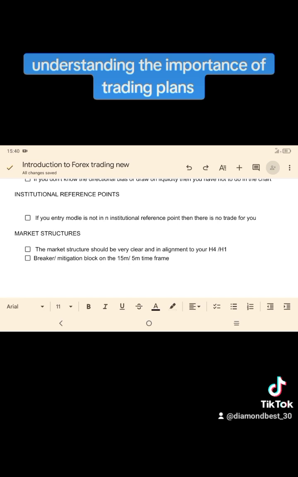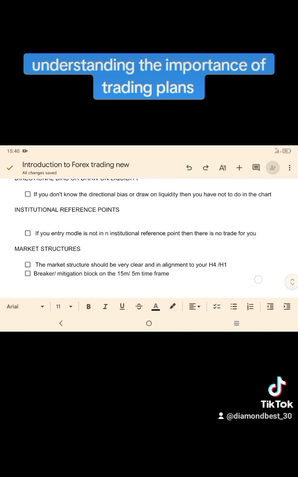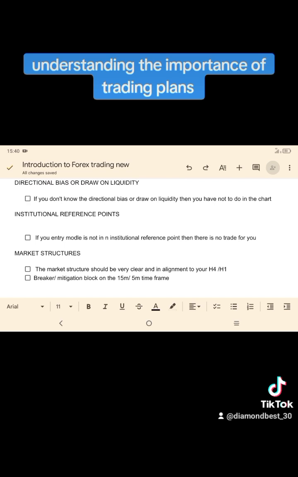When you analyze in 4 hours, remember I told you to analyze in 4 hours, you come to your 15 minutes or 5 minutes to place your trade. So when we talk about trading plan, as a trader or upcoming trader or a beginner, you need to have your journal that will help you analyze your trade. Write down every mistake you make in any single trade. It will help you go back and trade better.